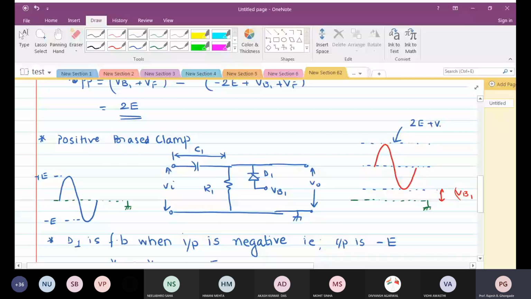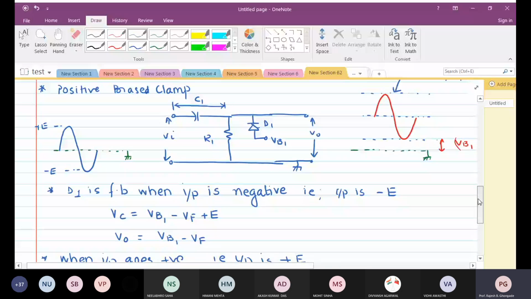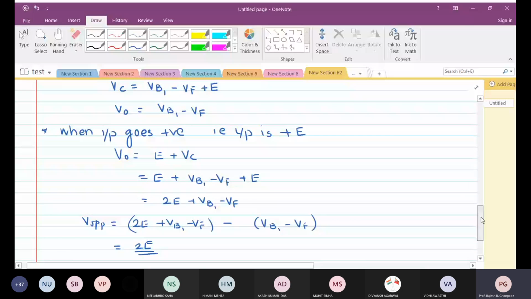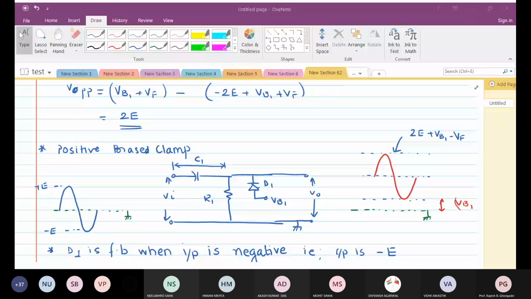Again, you can verify that the output peak to peak value is not changed. It is 2 times E plus VB1 minus VF, this is the peak value, minus VB1 minus VF, which is the other peak, the negative peak. So for the peak to peak value, VB1, VF all get cancelled, and it again is 2 times E. So the output peak to peak value is not changed. Only the DC value is going to be changed.